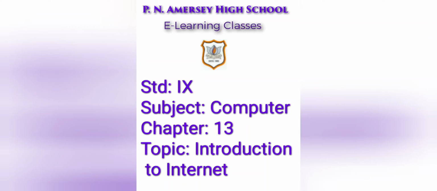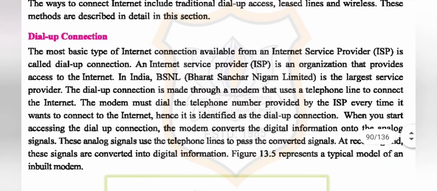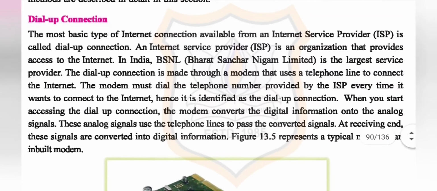Hello students, we will continue our 13th chapter. Internet connectivity. The ways to connect internet include traditional dial-up access, leased lines, and wireless. These methods are described in detail in this section.